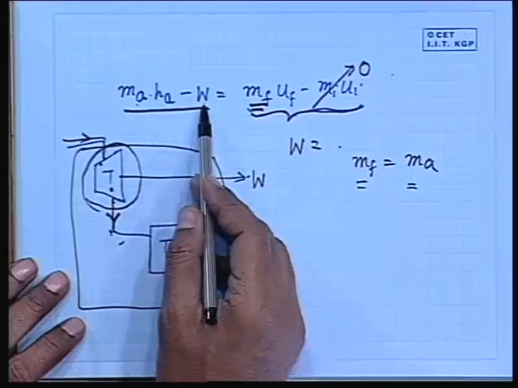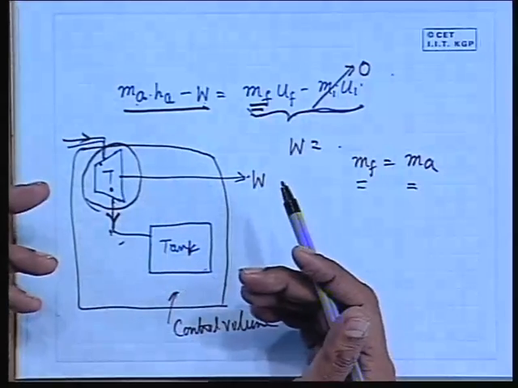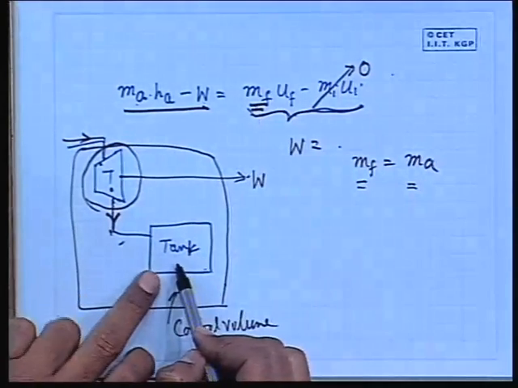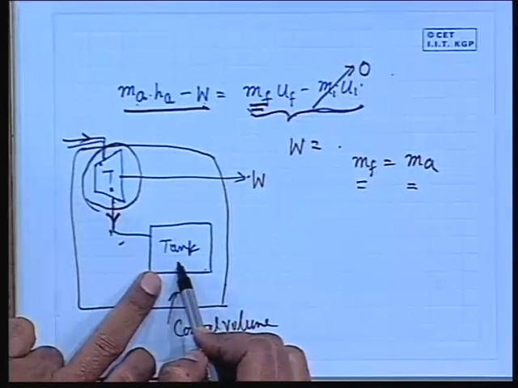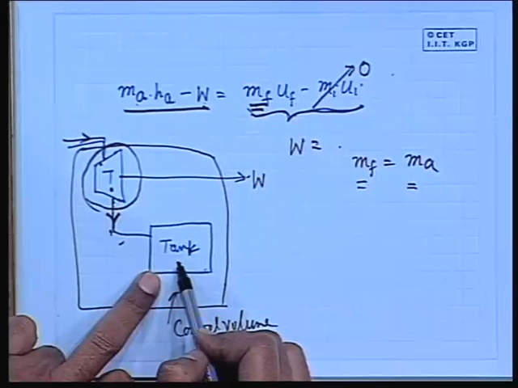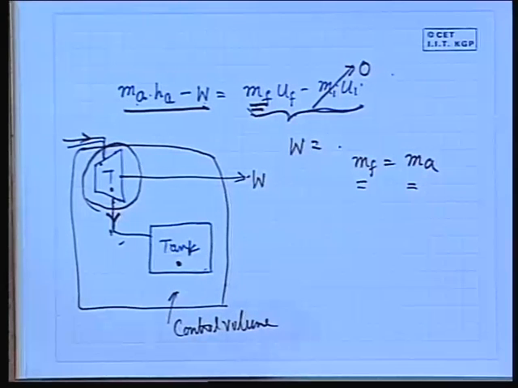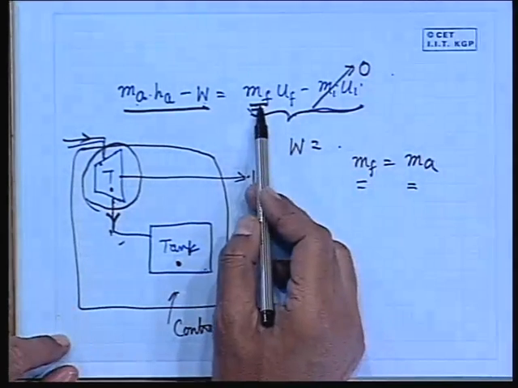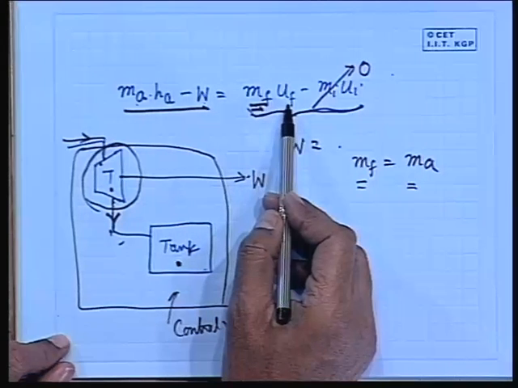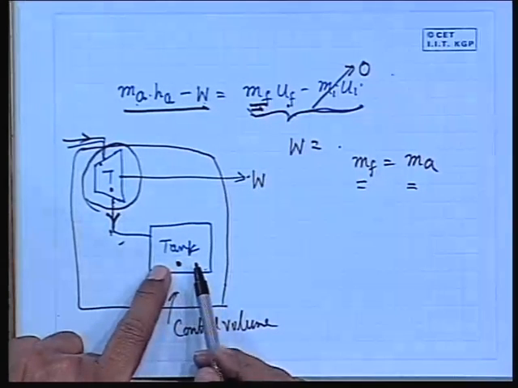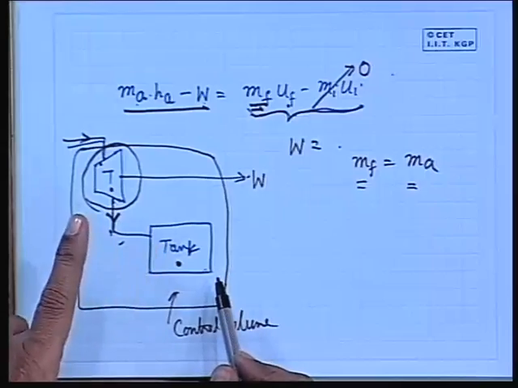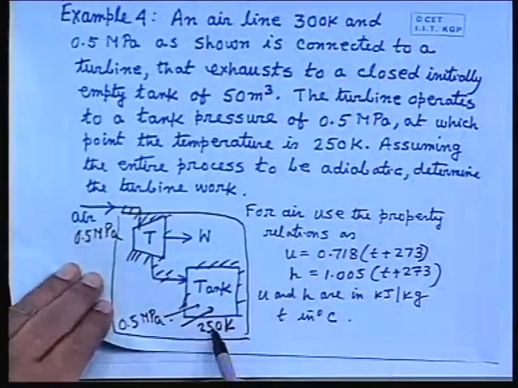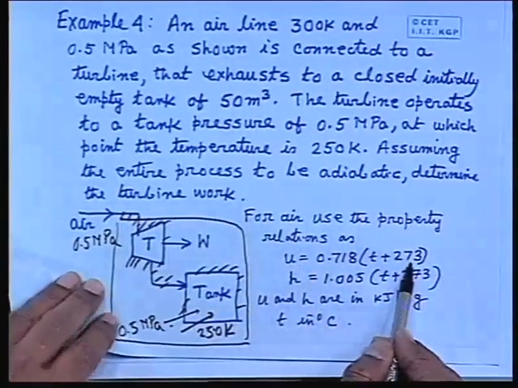Here MF does not cancel out because work is there. Otherwise we would have to find out the work per unit mass, that is all right. But here you can find MF because the final temperature and pressure of the tank is given and the volume of the tank is also given, 50 meter cube. That means you can find out the mass by the same formula for the air, PV equals mRT. So you know the mass, and you know the internal energy at the final point because the final temperature is given. When the pressure reaches 0.5 megapascals, the temperature is 250 K. We utilize this equation, so you know UF.